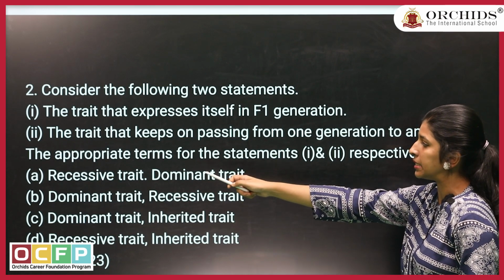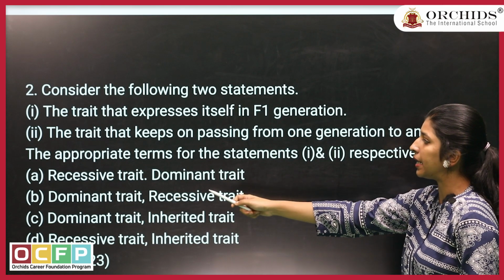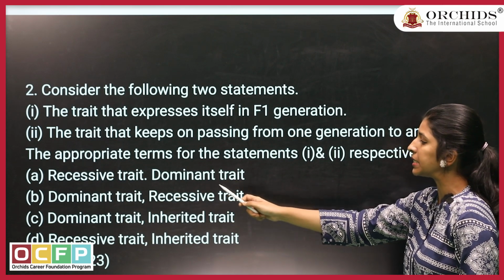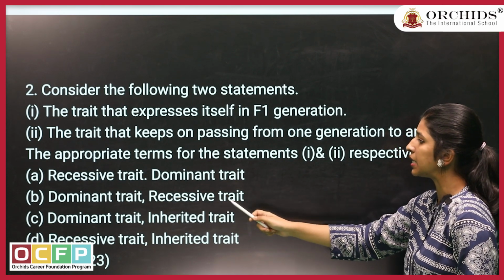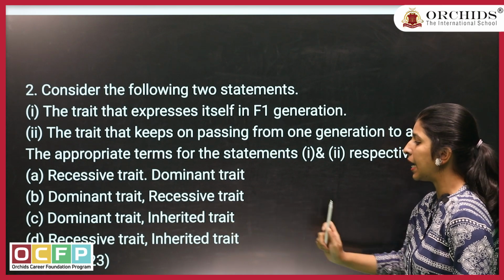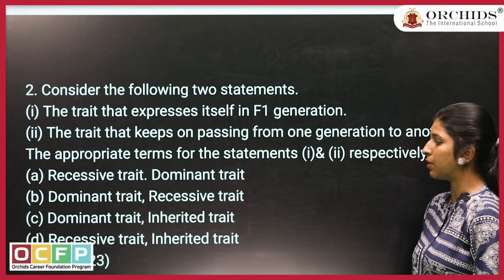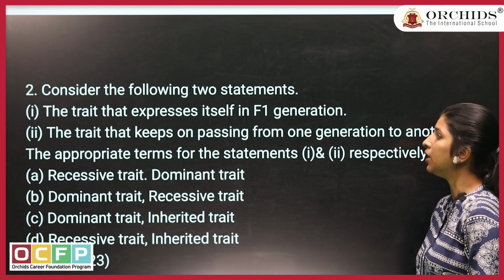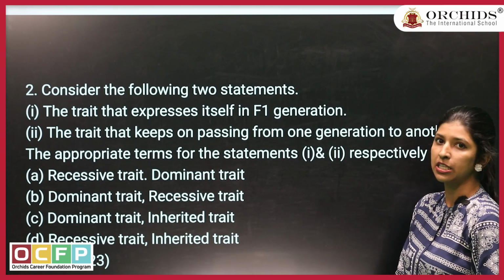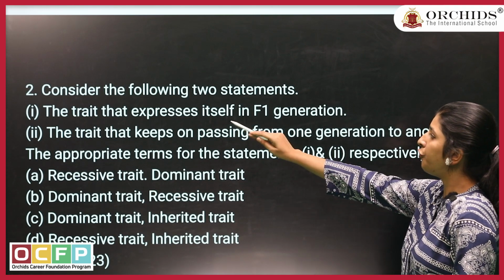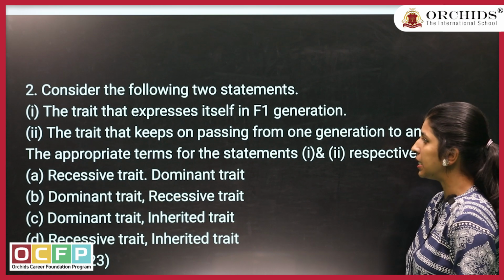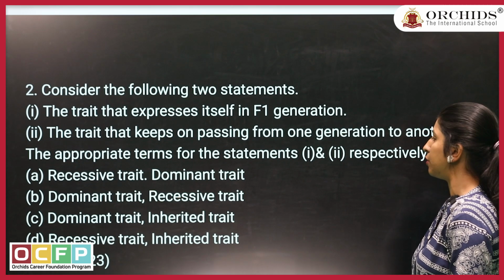A is recessive trait and dominant trait. B is dominant trait and recessive trait. C is dominant trait and inherited trait. D is recessive trait and inherited trait. This question is from CBSE 2023 question paper. So let's see what could be the answer for this question. First, let's consider the first statement, the trait that expresses itself in F1 generation.